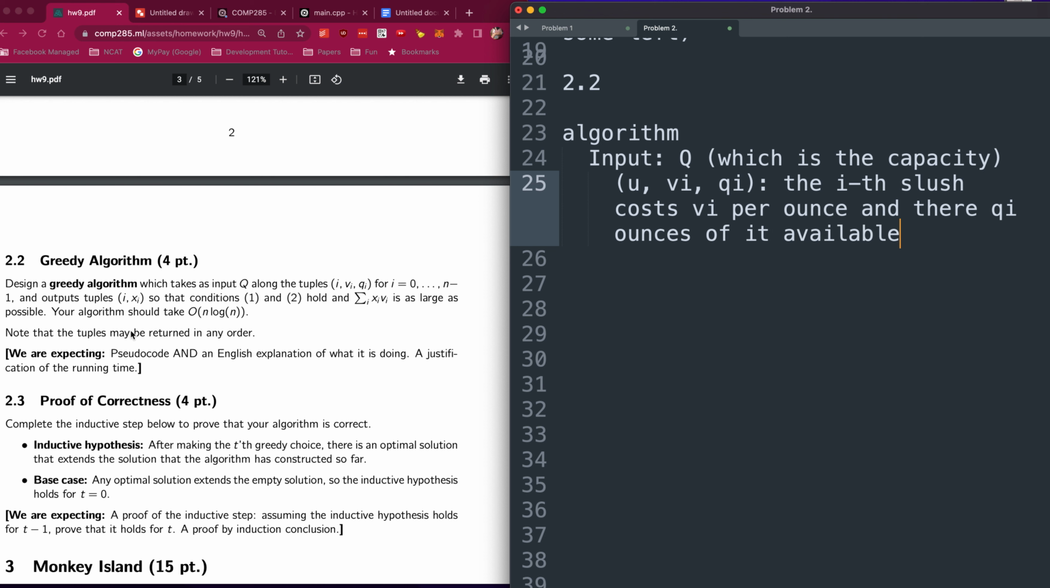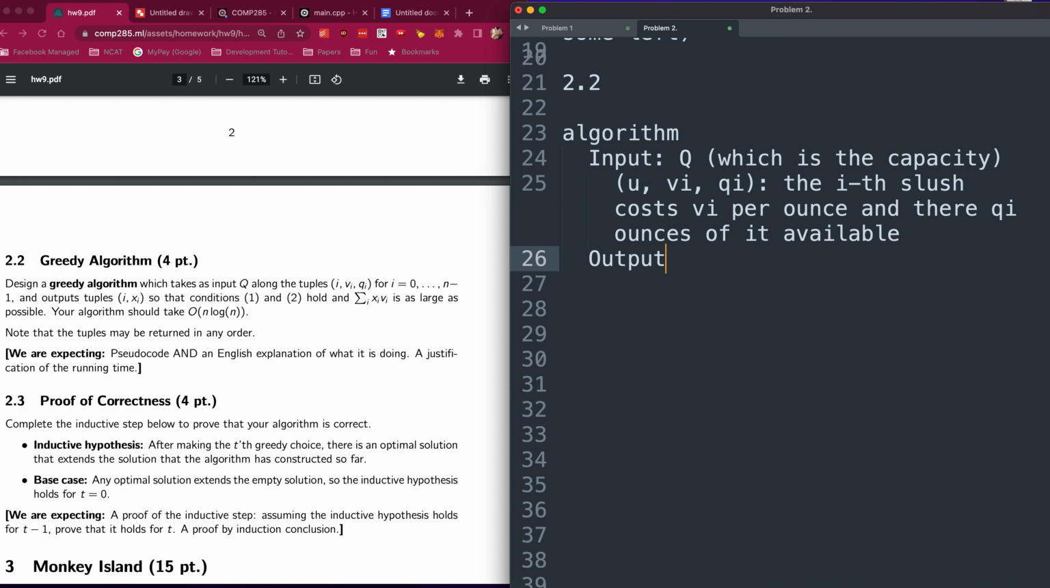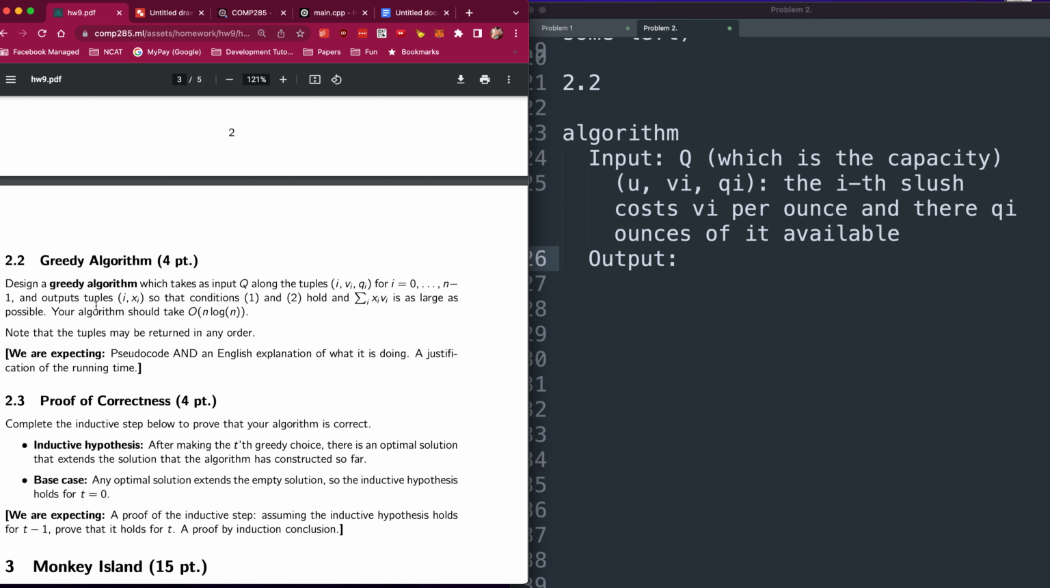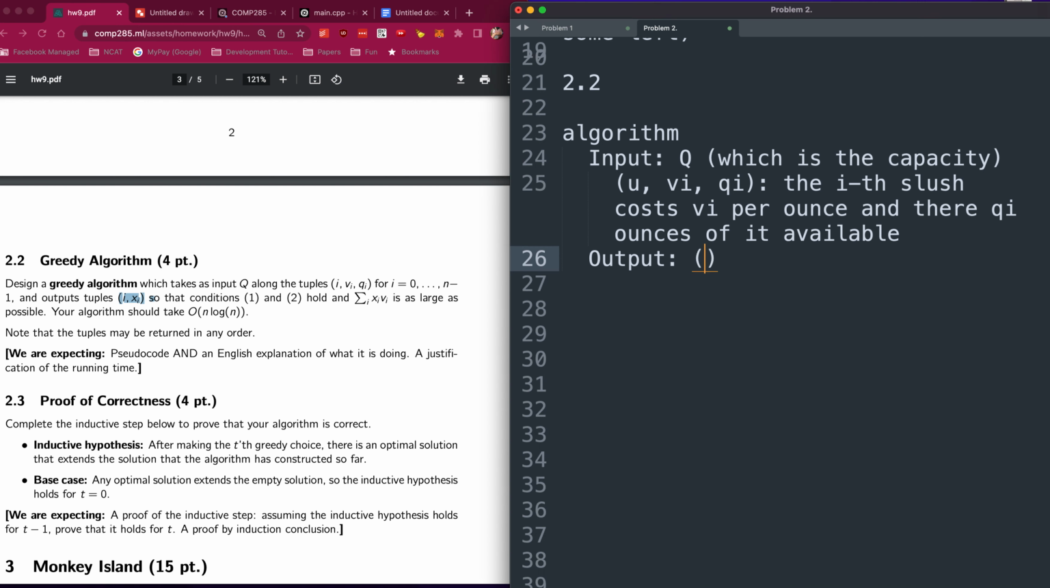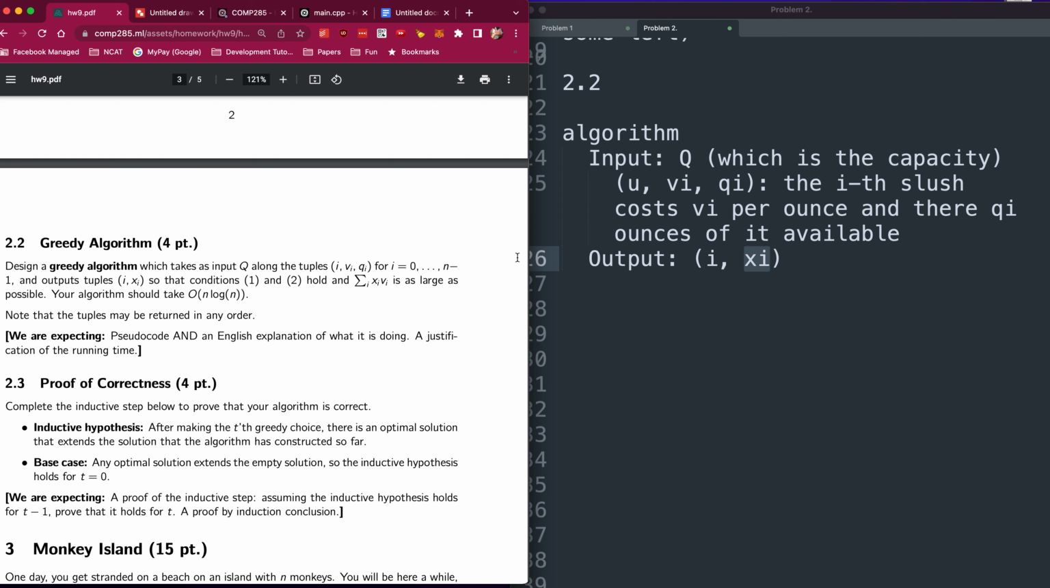Okay, that makes sense. And what we want to do is output. So our output here, and we're told this, is the tuples I, XI. So we're going to say for the ith slushy, how much of it do we take, such that the value of our cooler is as big as possible.